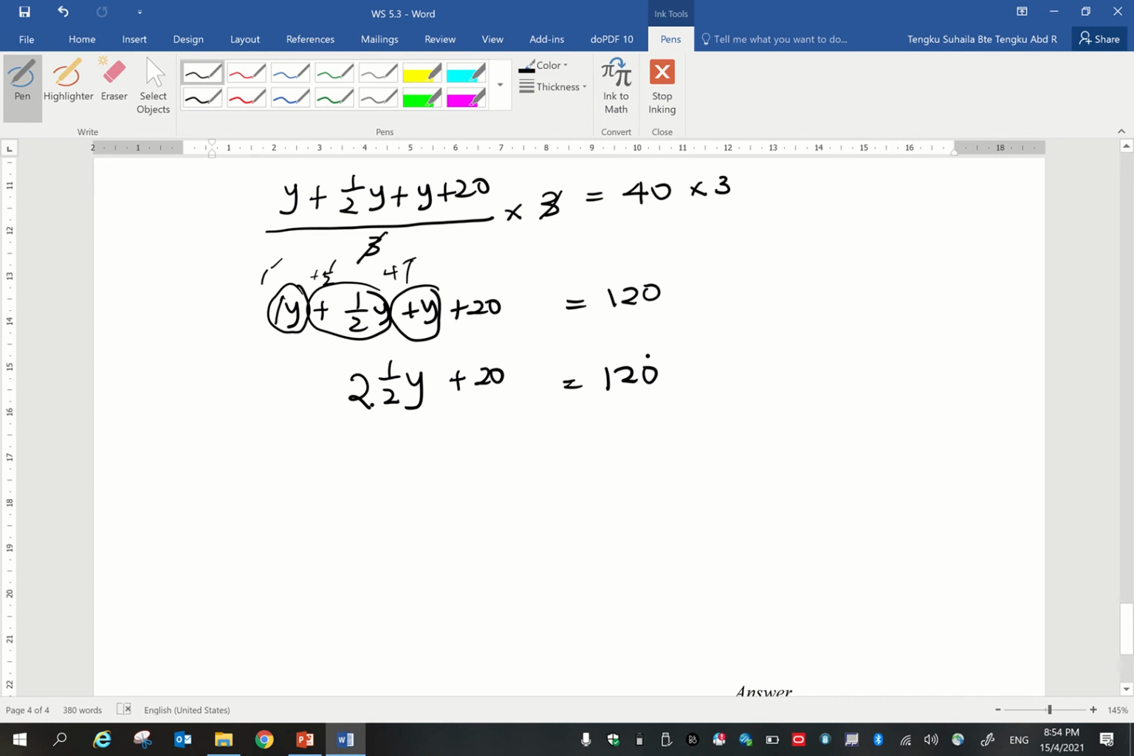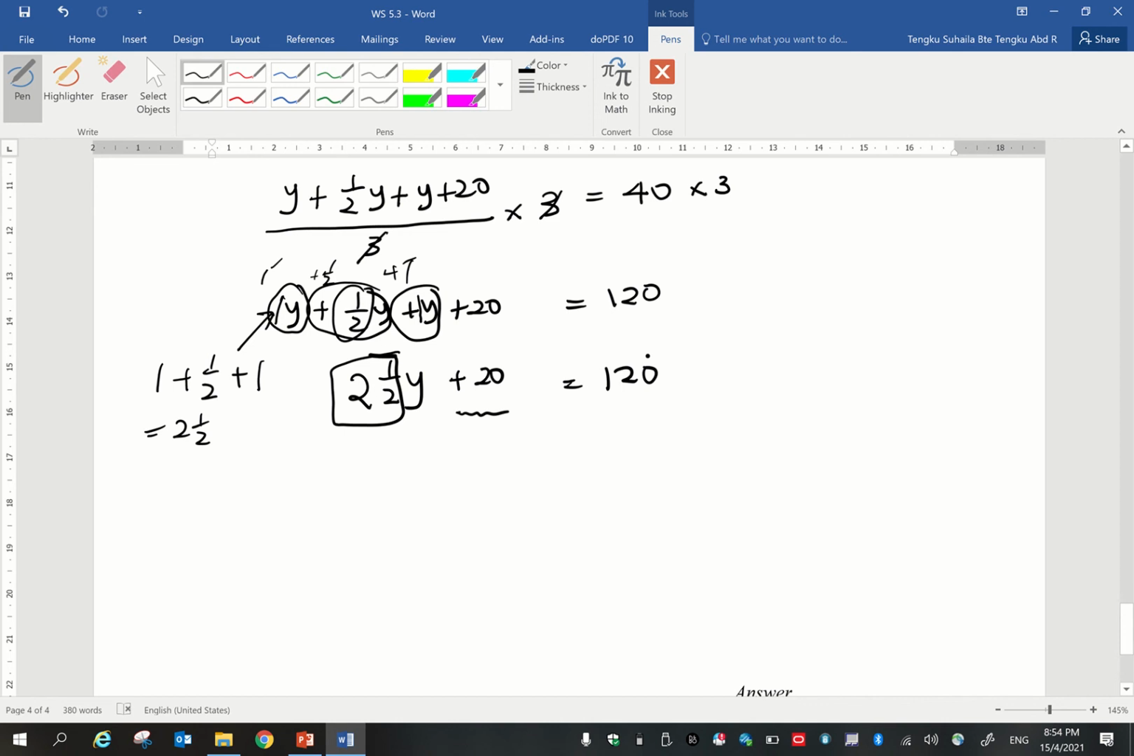Okay, so if you're wondering how I get this 2 and a half, ladies and gentlemen, take your calculator, okay, just key in for me the coefficient 1 plus this coefficient half plus the other coefficient here is 1. 1 plus half plus 1, the coefficients of all the y's. Isn't it 2.5? Okay, so that's how I get the 2.5y plus 20 equals 120. Yay, almost there, guys.